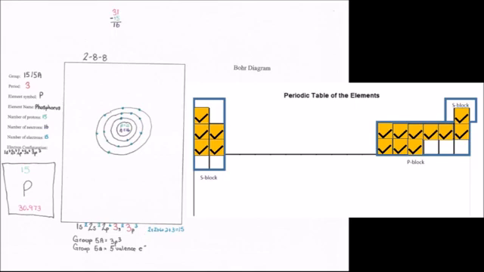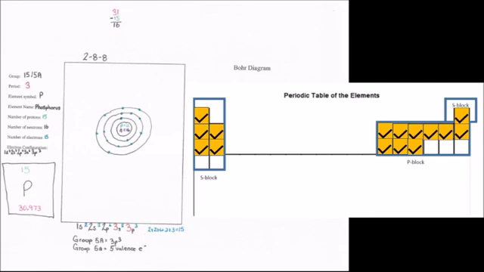So we have 30.973 as our atomic mass. We round that to 31. We subtract 15, which is our number of protons. That gives us 16 neutrons. If we have 15 protons, that also means we're going to have 15 electrons.